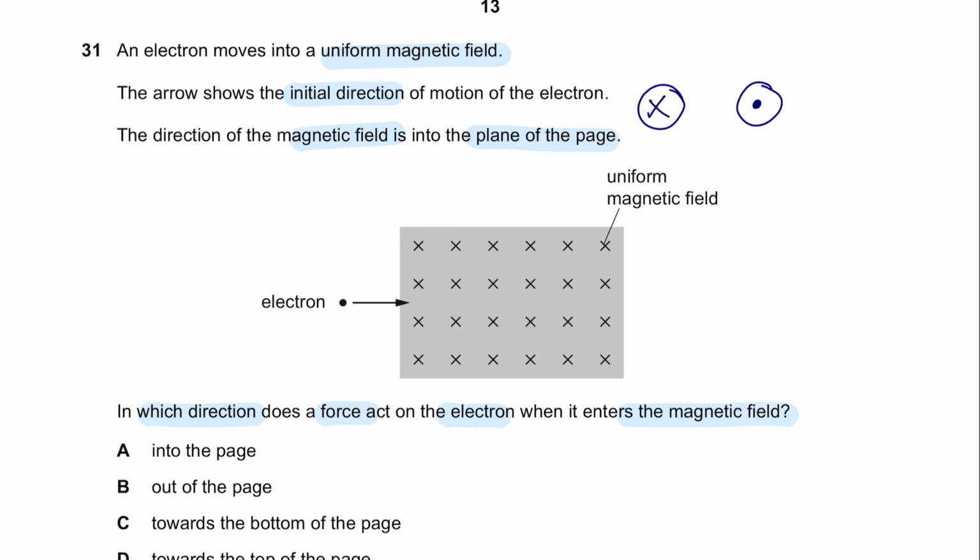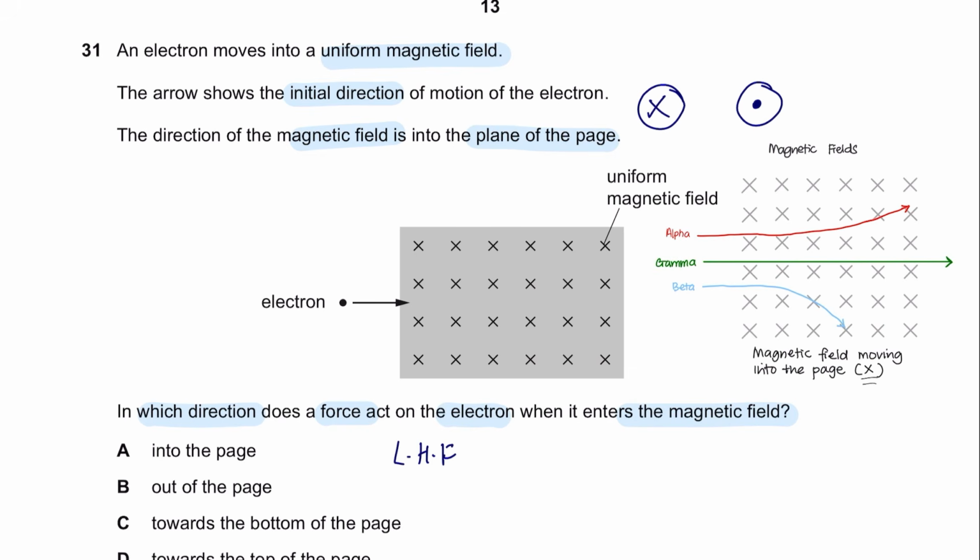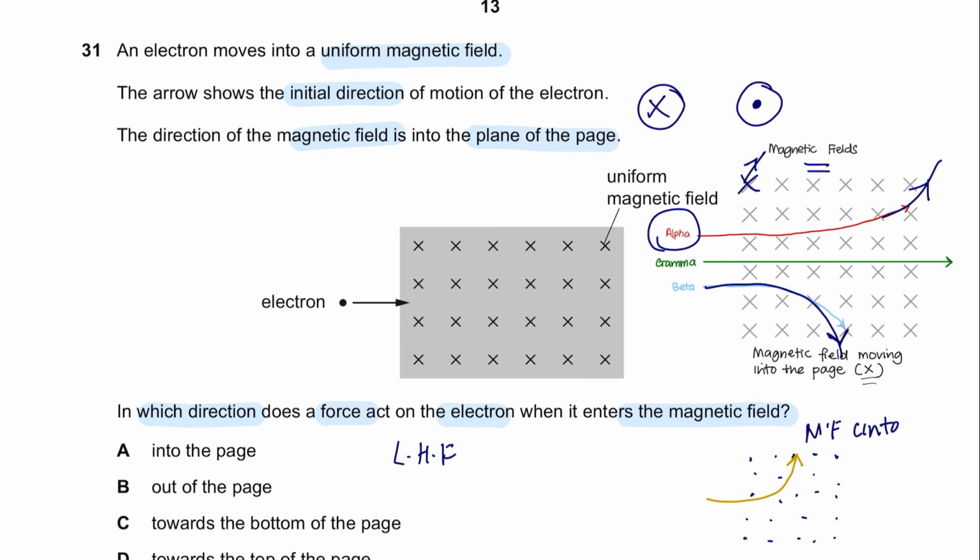To answer this, you're going to have to use your left hand Fleming's rule. I have made a video on this, but to make it simple, just remember that when the magnetic field is acting into the page, your beta particles will act downwards, and your alpha particles will behave in the opposite way, where they will go upwards. Likewise, when you have the magnetic field coming out of the page, the beta particles will move upward and the alpha particles will move in the opposite direction, downward.